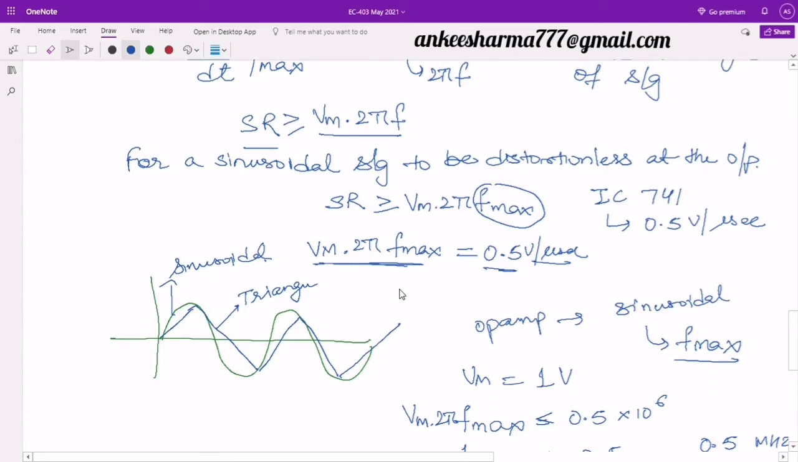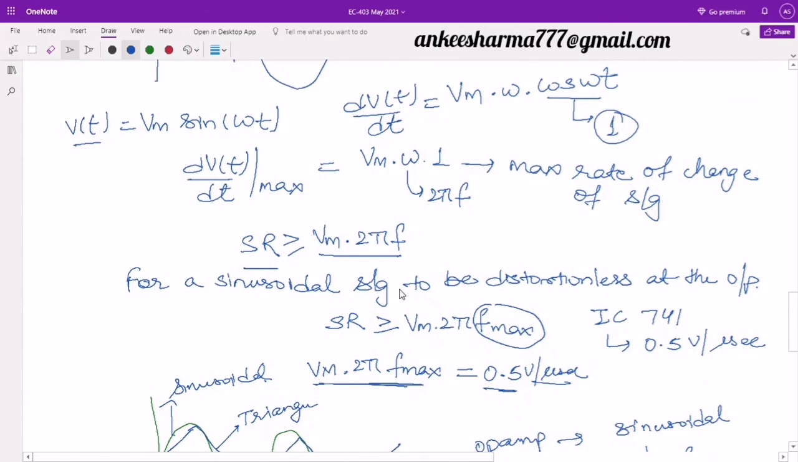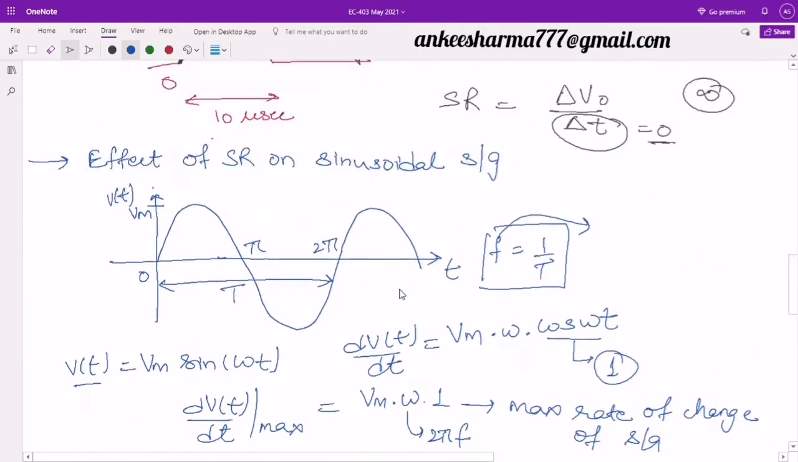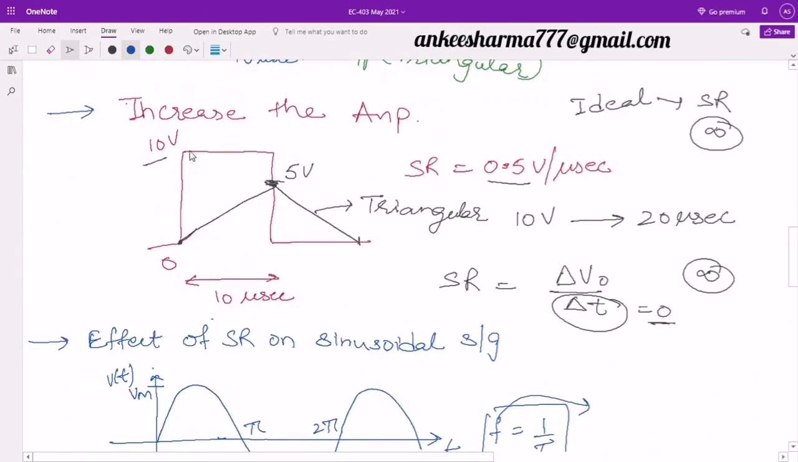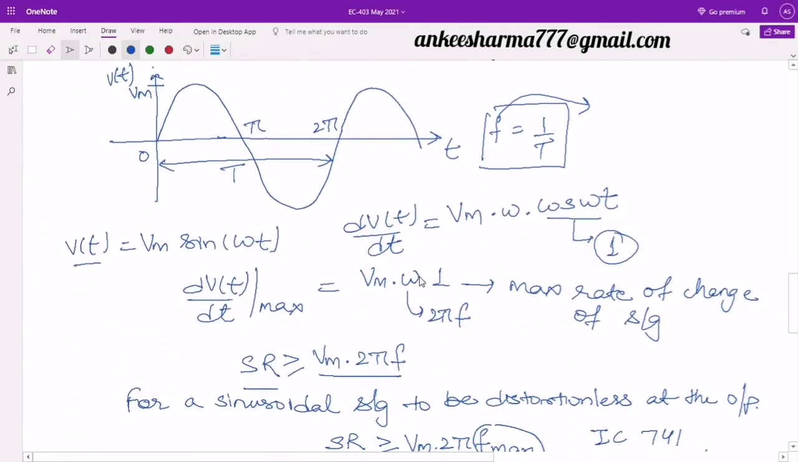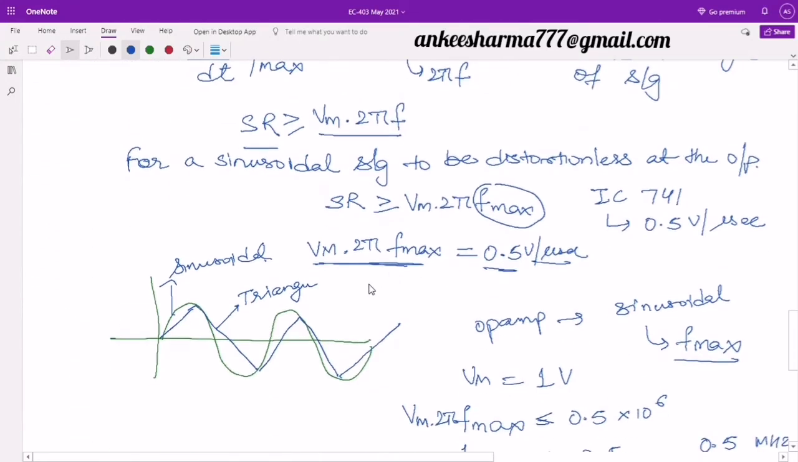If our considerations are small, like if we want to use the low cost IC 741, we cannot apply it on high frequency signals. We cannot use it for high frequency signals because of the slew rate. Similarly, we cannot have very high amplitude signals also. As we can see here, if we have increased the amplitude of the square signal, this also leads to distortion. So these are the different factors that have to be considered while applying the input to any operational amplifier. Is it clear to you now?